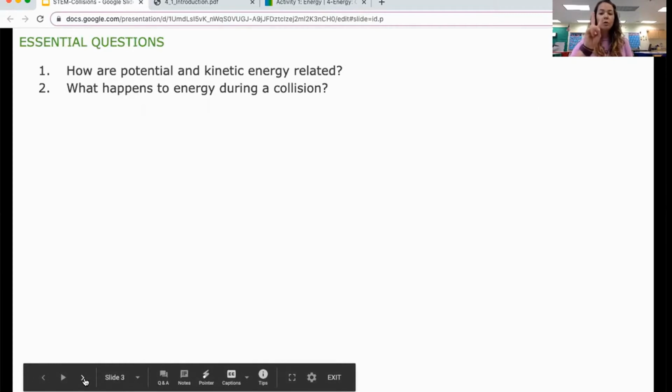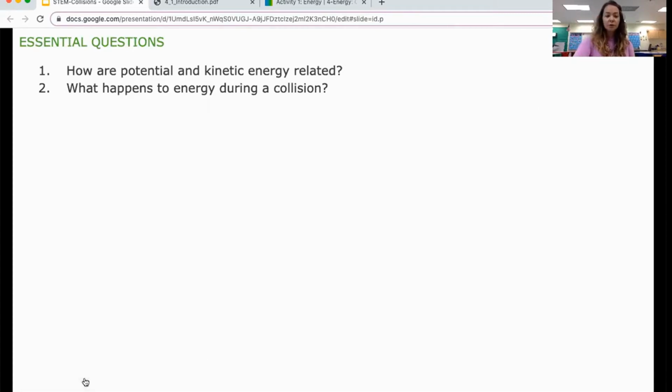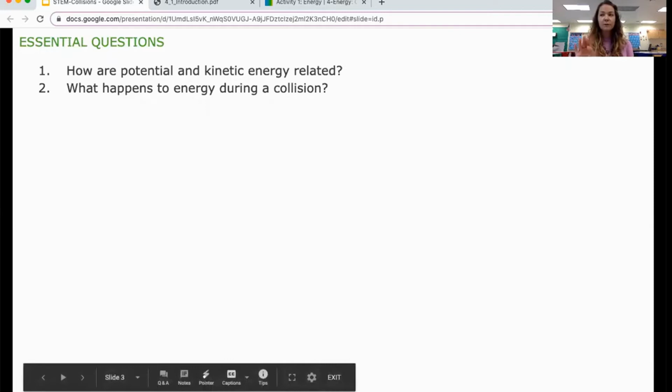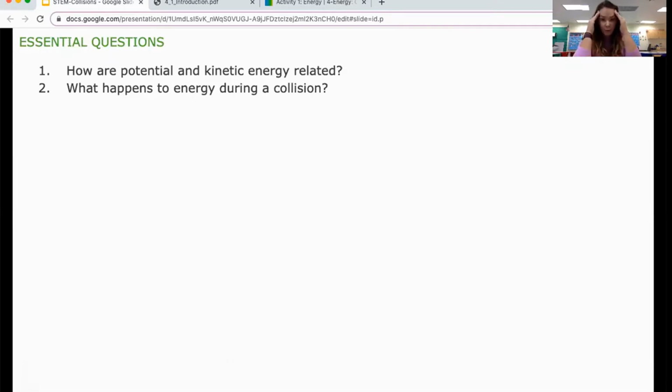And there are two questions, just like our two learning objectives, that are going to be essential for you to always have right in the forefront of your mind while we work together in STEM class. The first one is, how are potential and kinetic energy related? And you might be thinking to yourself, I don't even know what those two things mean. That's okay. We're going to get there, but I want you to always be thinking, how are potential and kinetic energy related? What is the relationship between those two things? And also, what happens to energy in a collision? When two things collide, what happens there?